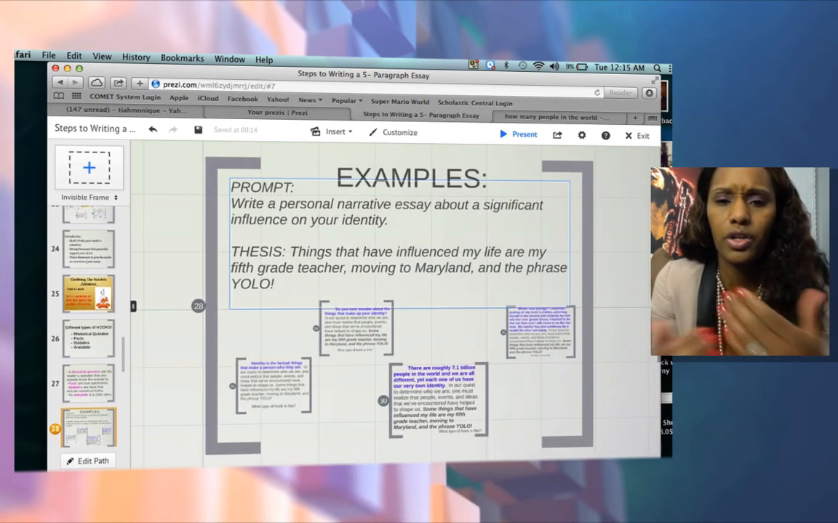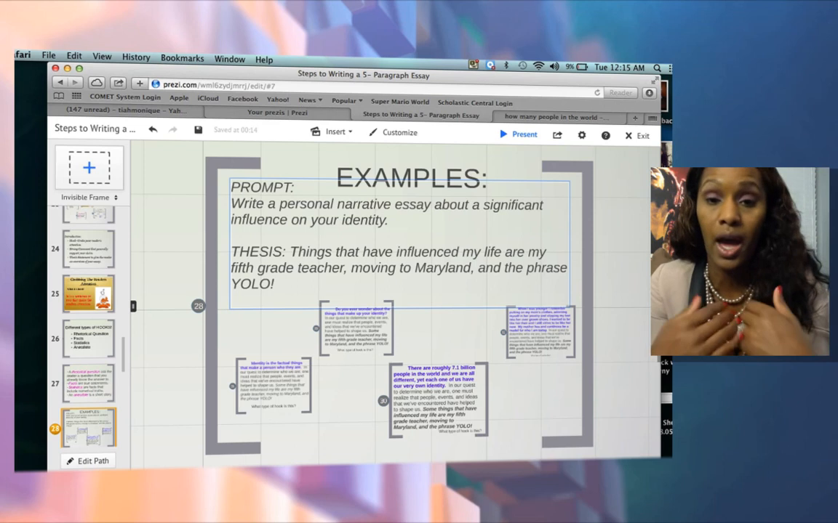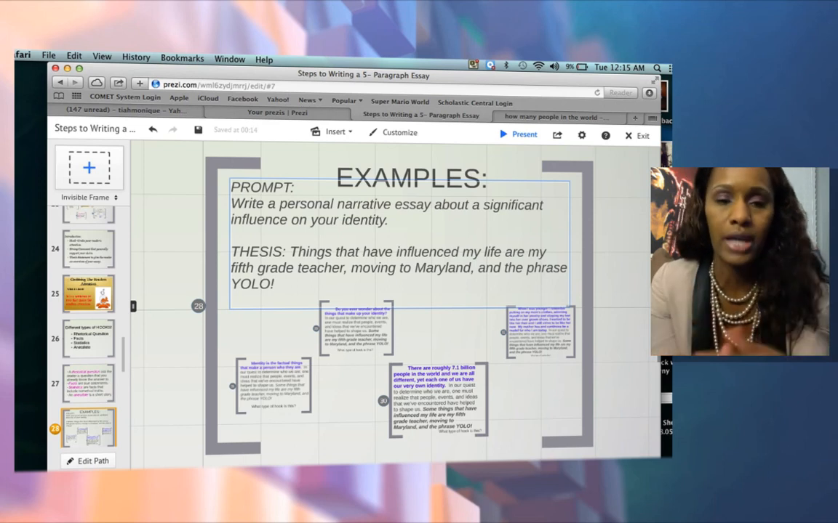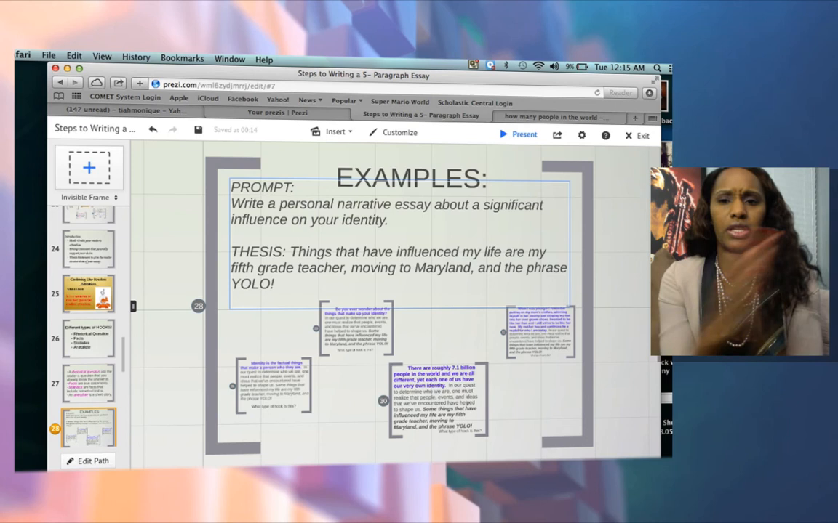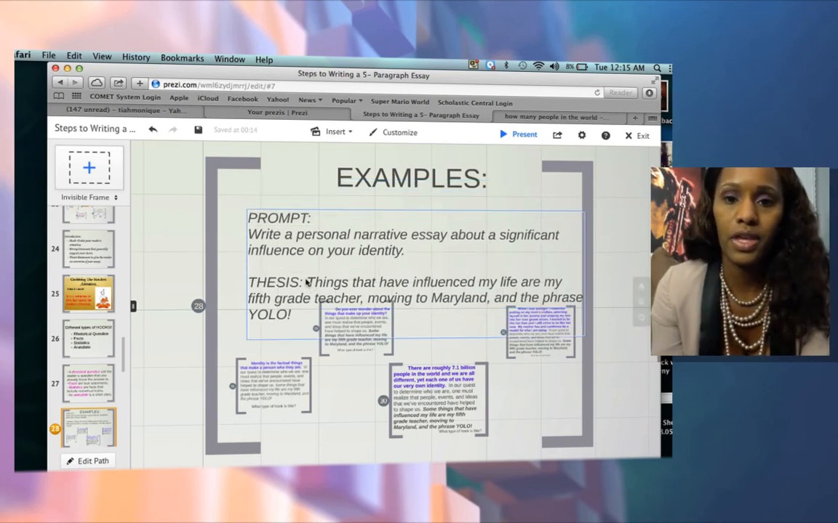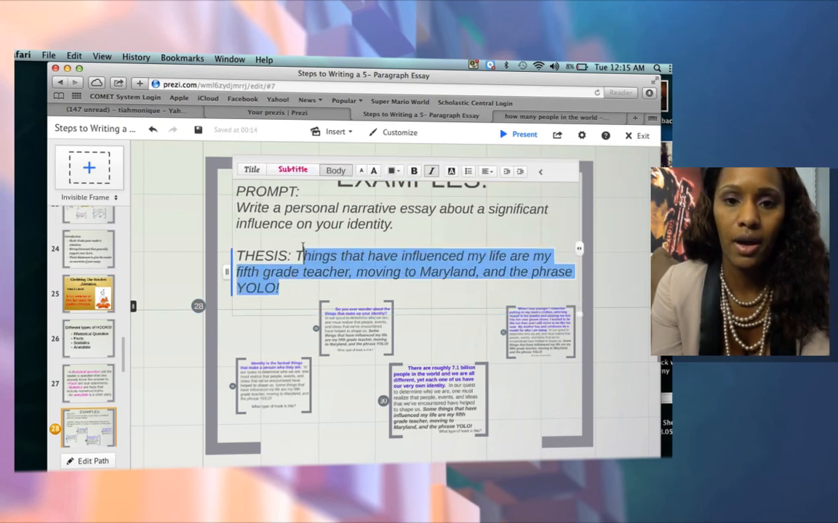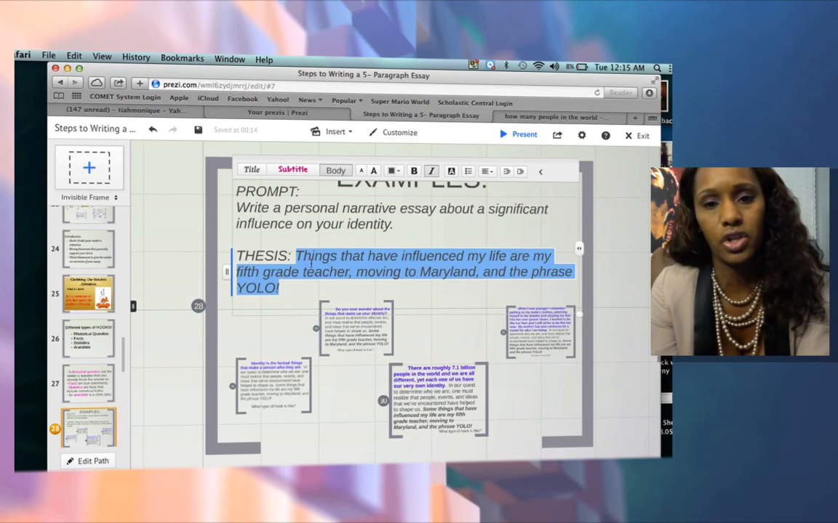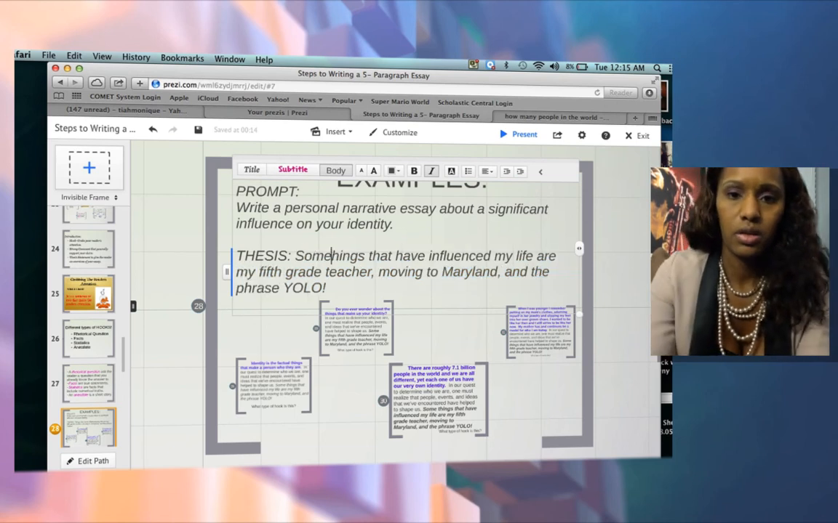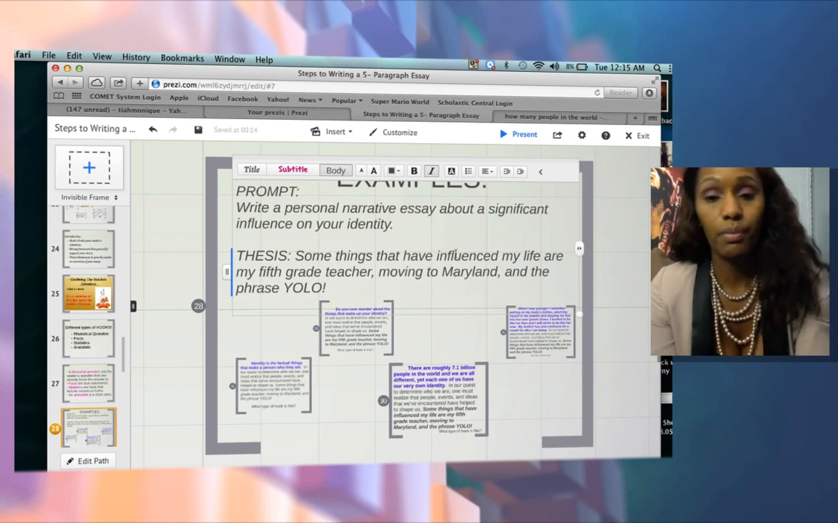All right, so what we want to do is kind of pull back. Remember what our prompt was. We're writing a personal narrative essay about a significant influence on our identity. For you, it's your identity. So Miss Coley came up with her own thesis statement, and my thesis statement is: some things that have influenced my life are my 5th grade teacher, moving to Maryland, and the phrase YOLO.